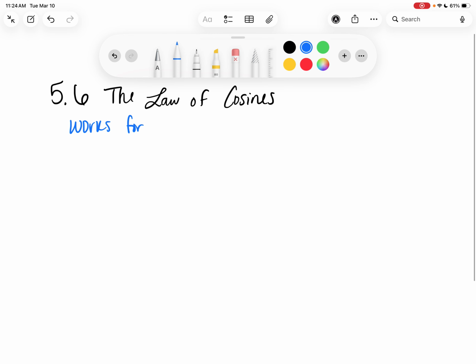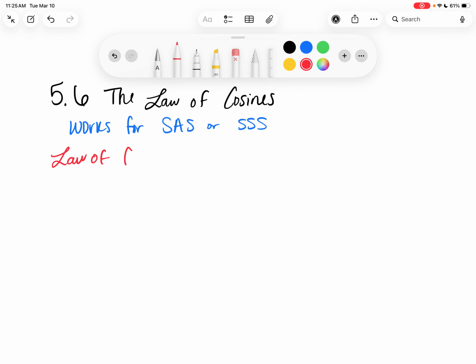This works for the side angle side case or side side side. So the law of cosines formulas, I'm going to write them all out for you, and then I'll probably manipulate one of them so that you can see how to solve for an angle.